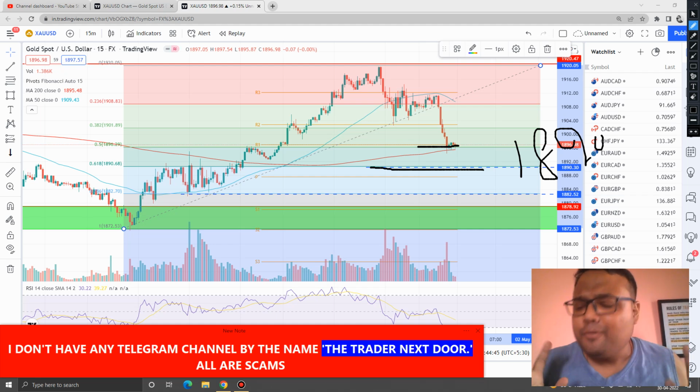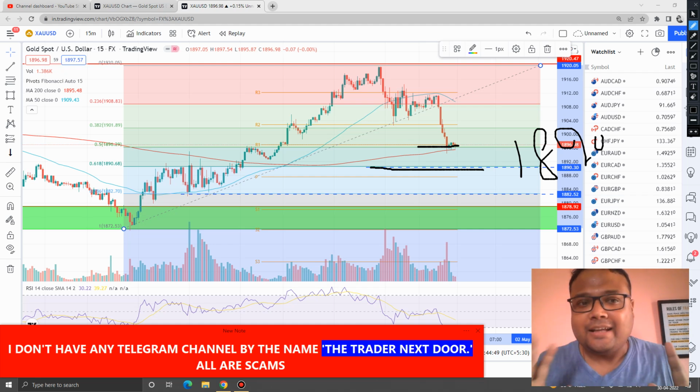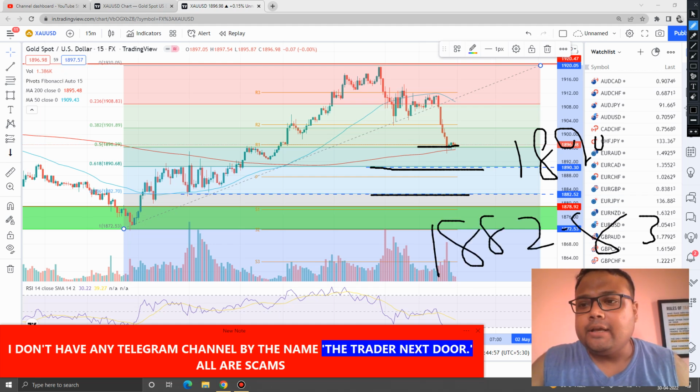I'm not saying there will not be a trend reversal. At least I don't know as of now. 1890 can be one level, and around 1880 to 83, 1882 to 83, can be another level for buying purposes. So these are small supports in the market. Do not go for a heavy lot size.